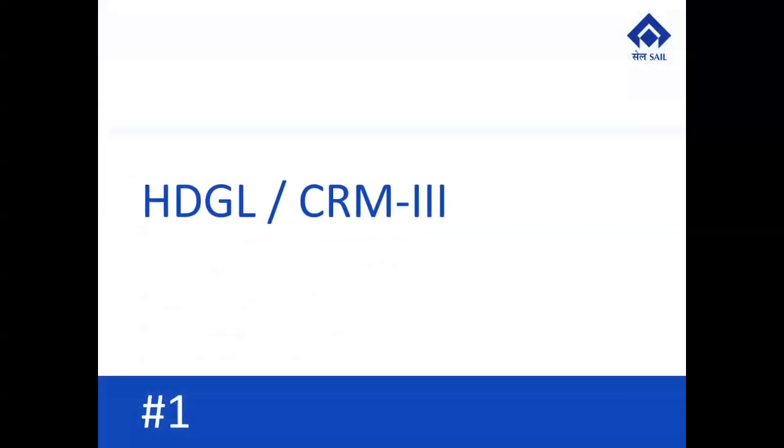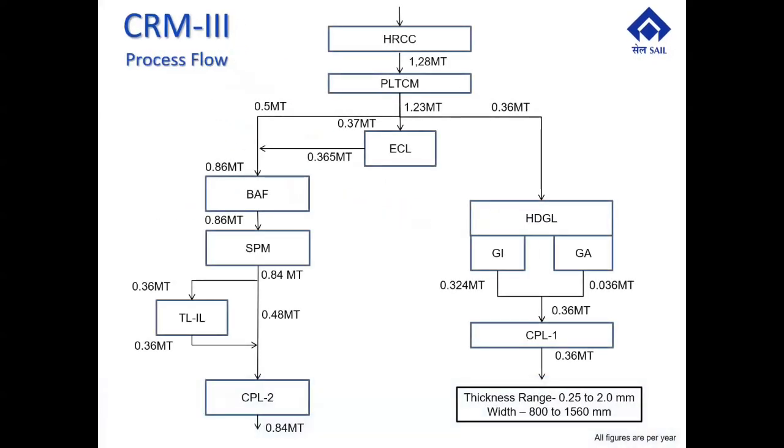So I look after the HDGL. It is the hot dip galvanizing line at CRM3. Like Nilanshu sir was saying, this is the third route. In CR, we have two routes. One is through the bell annealing furnace, and the other is the electrolytic cleaning line and then the bell annealing furnace. This is the third route, with 0.36 million ton capacity of galvanized products. We take coils from the PLTCM, so cold rolled coils from PLTCM are the input of the galvanizing line. And we have a dedicated packaging line for packing and dispatch of galvanizing.